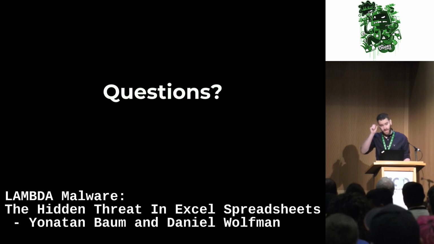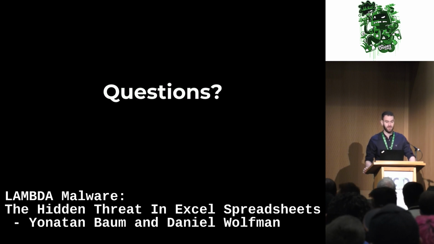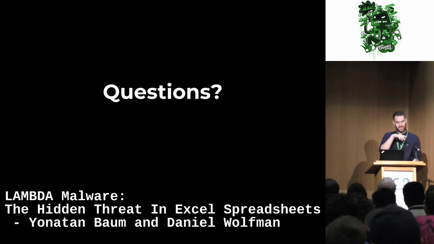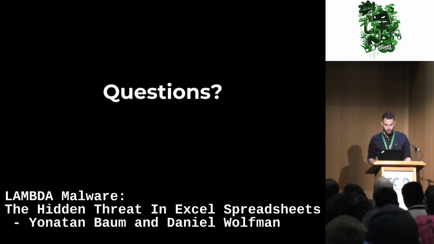It's a good question. No, lambdas are a standalone feature for Excel. They don't require macros to be turned on at all. You can use lambdas without macros. Calling the VBA requires enabling macros, and the VBA is the one calling the lambdas. Any other questions?